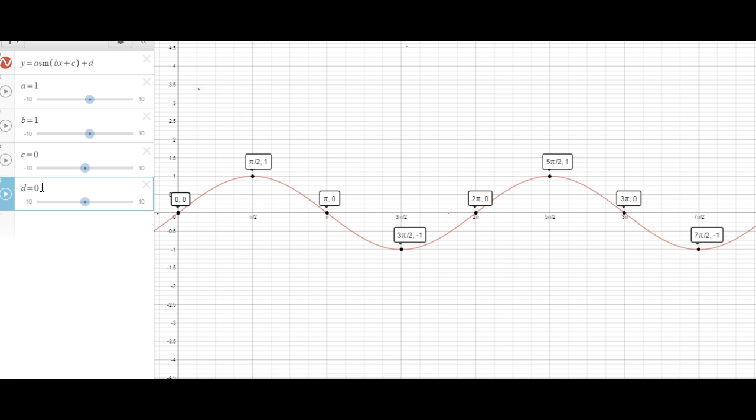All right, so what we're going to do is play with each of A, B, C, D and see what's the effect on the graph. So I'm going to start with D, and I'm just going to let it play out here. And what we'll do is change this so it goes from -5 to 5. Okay, so press play.